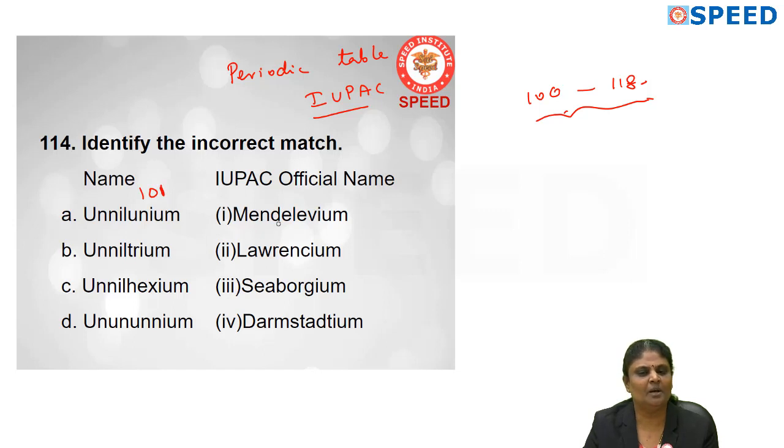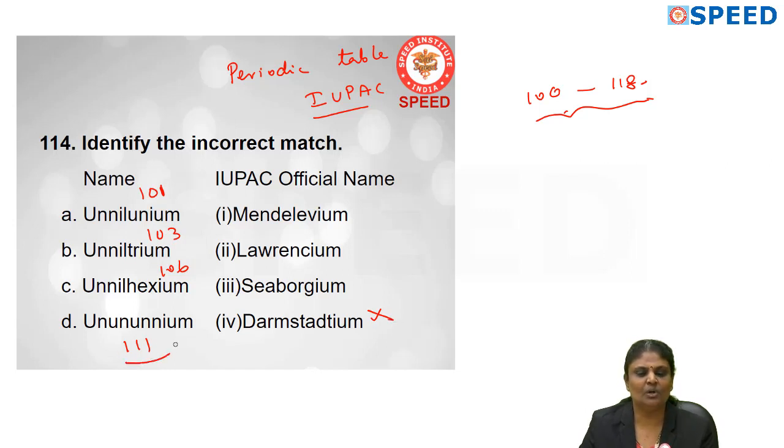Okay, so the atomic number of Mendelevium is 101, and 1-niltrium, that is 103, that is Lawrencium, and 1-nilhexium, that is 106, and Seaborgium, and Unnium, that is 111, that is Darmstadtium, but this is, I think, the incorrect match.